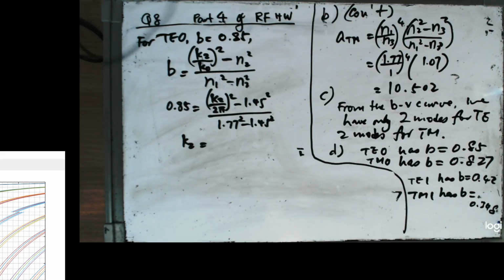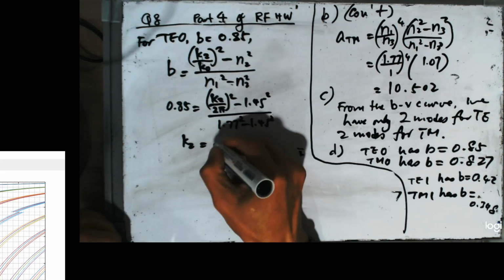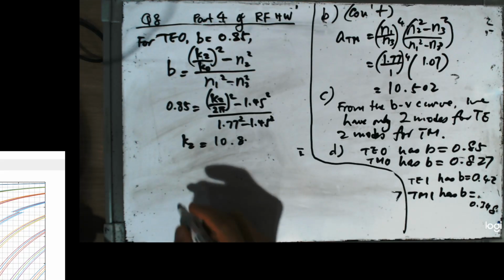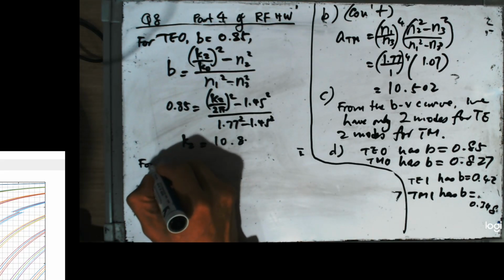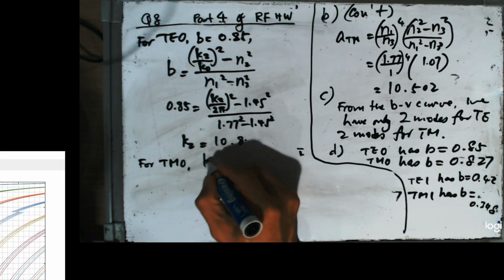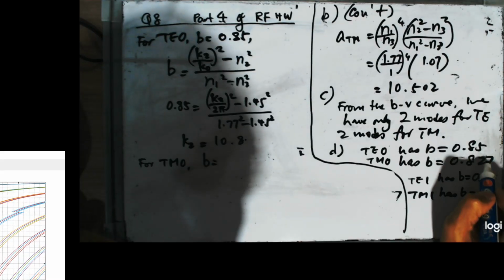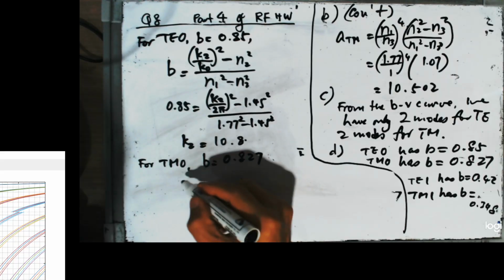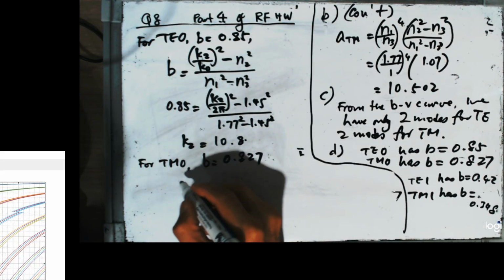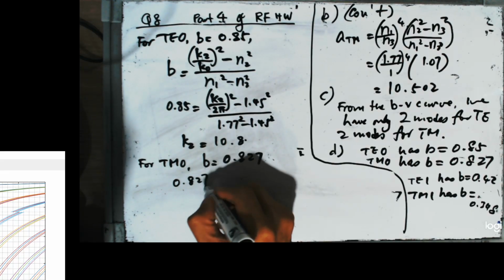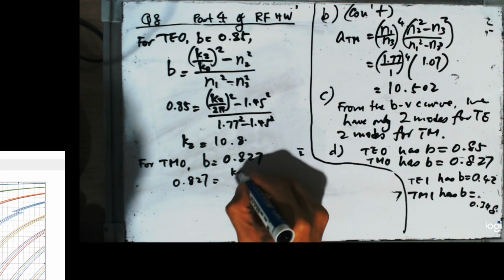So I got 10.8 for TM0. The p-value according to my calculation is 0.827. And we are going to use the same formula, but the value of p is different. And then kz 2 pi.